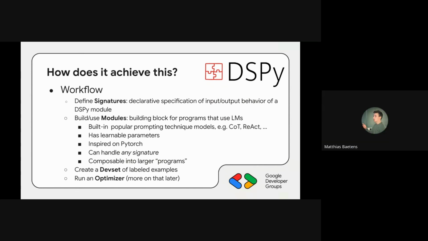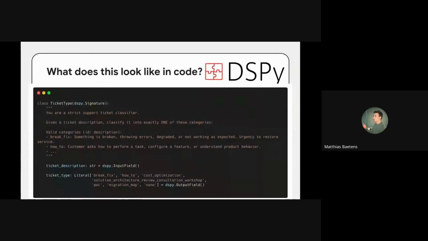The signature looks a bit like PyTorch, and you can compose programs and then optimize them as a whole. Give it these two things. Also create a dataset and then optimize. That's your work. So what does this look like?